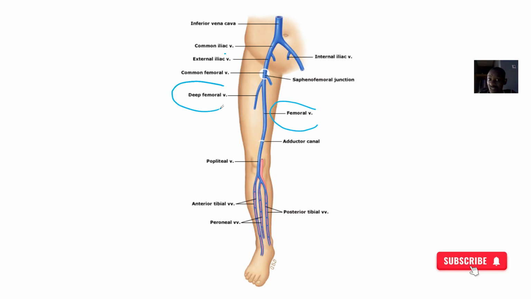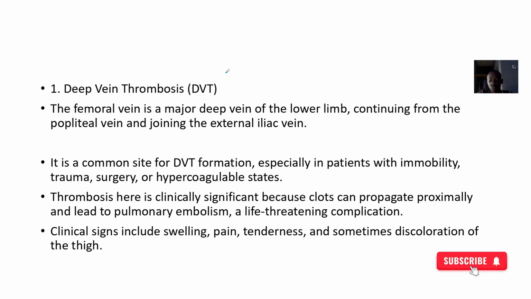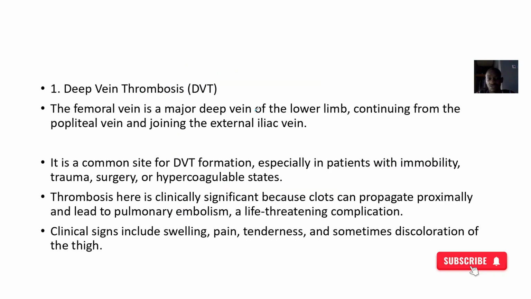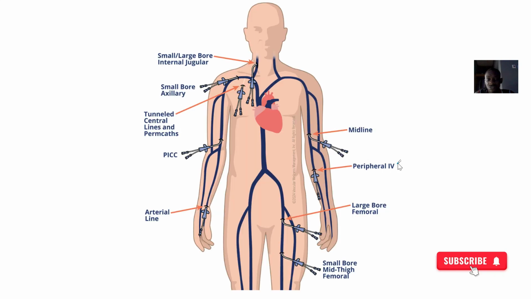Of course, it starts from the deep femoral vein, common femoral vein, going down to the main femoral vein. So this vein could be affected by deep venous thrombosis. Deep venous thrombosis is when you are now having abnormal blood clots inside the vein. So it's blocking the blood flow. It could be life-threatening. So you're having swellings, you're having pain, you're having tenderness, and the color of the skin is becoming different. It's becoming darkish.